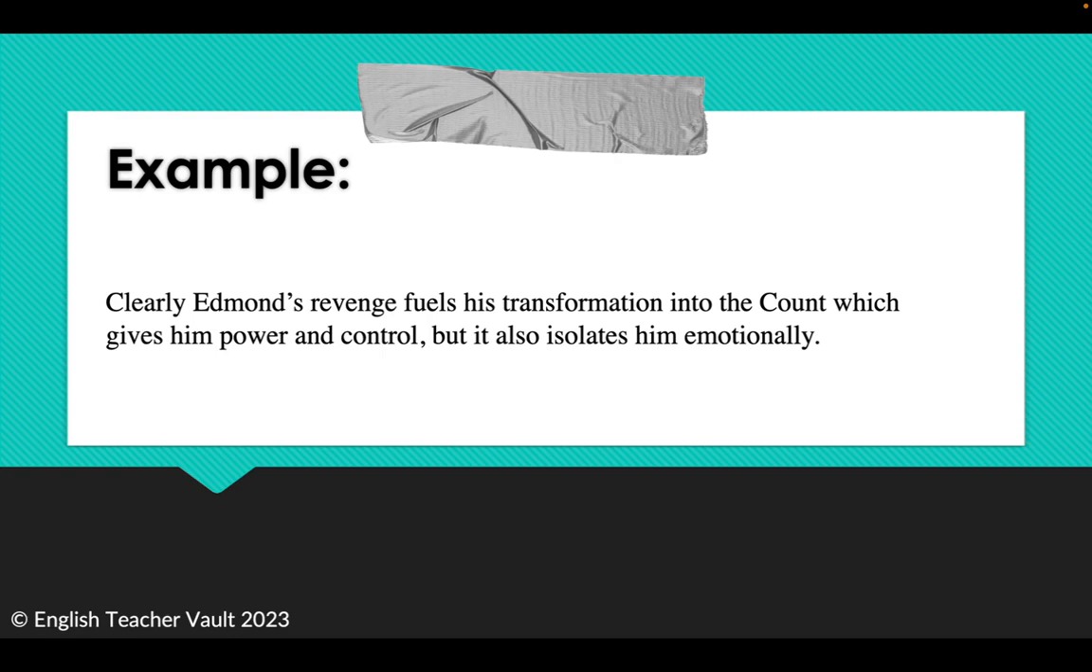Now, this does a few things. We've got a few transition words, and we're wrapping up what we have talked about in that body paragraph. We've probably talked about in that body paragraph revenge and how this has affected him, the ways in which this has given him power and control, and how that has transformed him as a person. But then this might also be setting us up for the next topic, which is how it's isolating him.